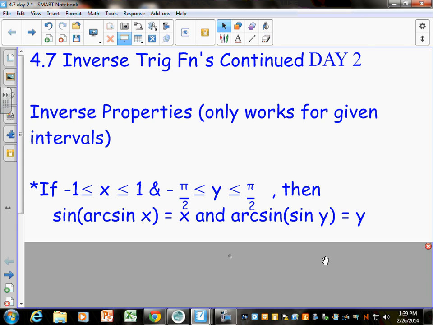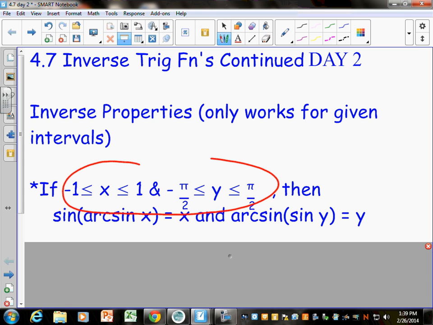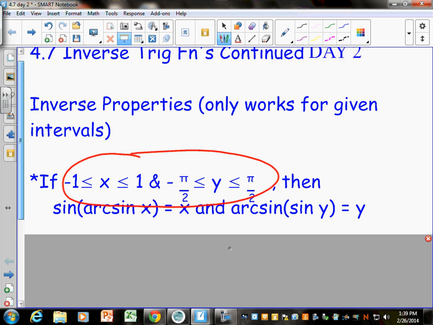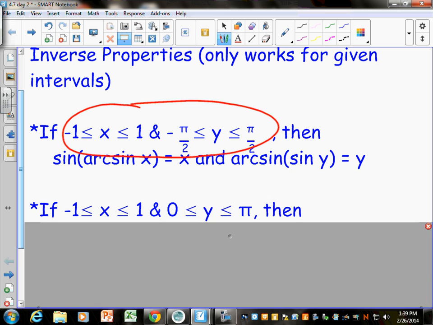But the big part is this has to be true. If that's not true, then you can't necessarily just cancel them out. And we're going to look at one in a minute, and I'll show you what I mean by that. So there's this for cosine and tangent, and I'm going to show you these. If you want to write them down, feel free. If you don't want to write them down, I'm okay with that too.